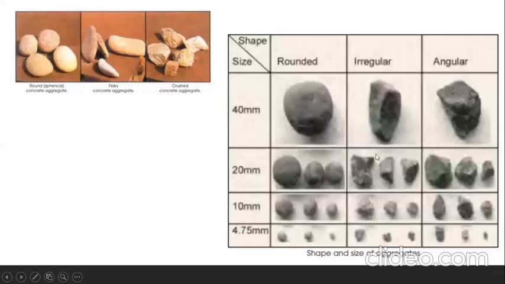So in the right bottom, you can see the size ranges as well as three shapes, that is round, irregular, and angular. So 40 mm, 20 mm, 10 mm, and 4.75 mm different sizes of aggregates are there. In round itself, we have different ranges, and irregular shapes also have different ranges, and angular also have different ranges.